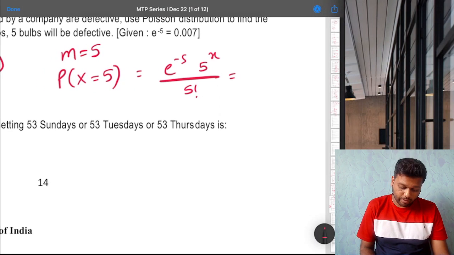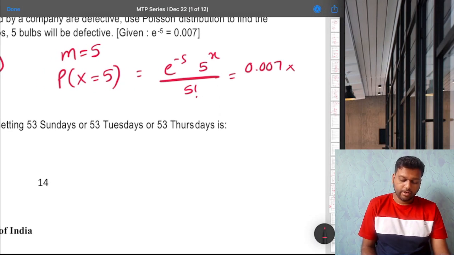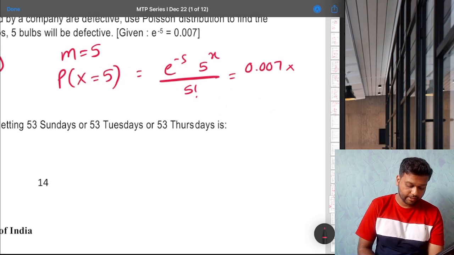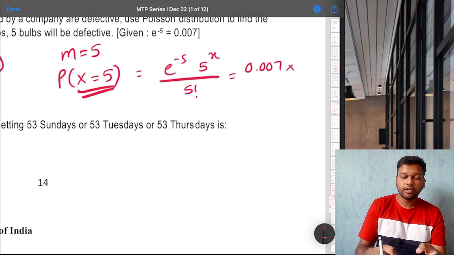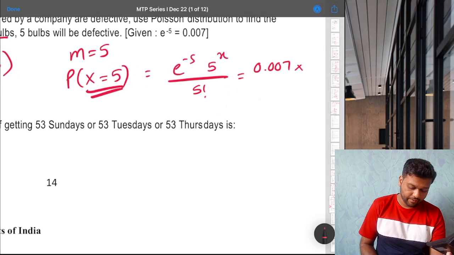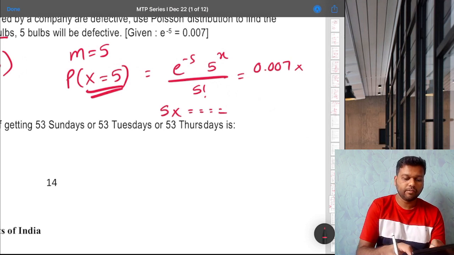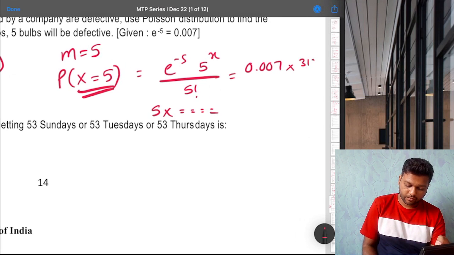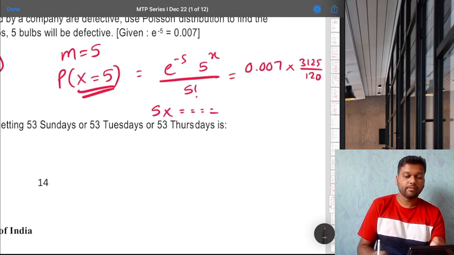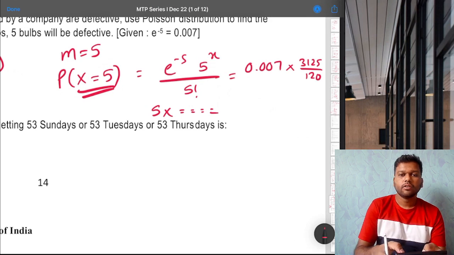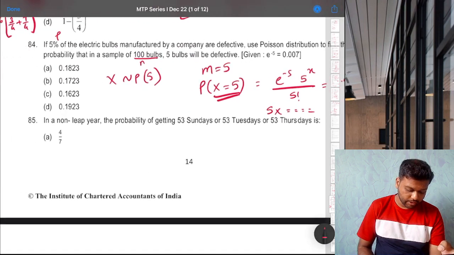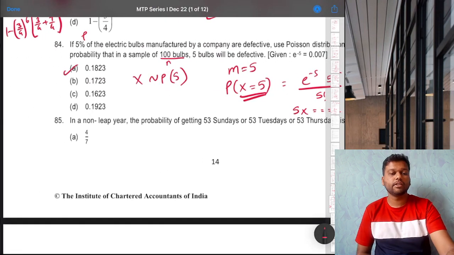e raised to minus m they have already given, 0.007, into 5 raised to 5 is what? x is also 5, right? 5 raised to 5 is what? Take on calculator, 5 into and equal to 4 times, right? To get 5 raised to 5. So 1, 2, 3, 4, that is 3125 upon 120, right? Into 0.007. So 0.1822 is the correct answer. Option A is the correct answer, closest. Okay, they have rounded off, that is fine.